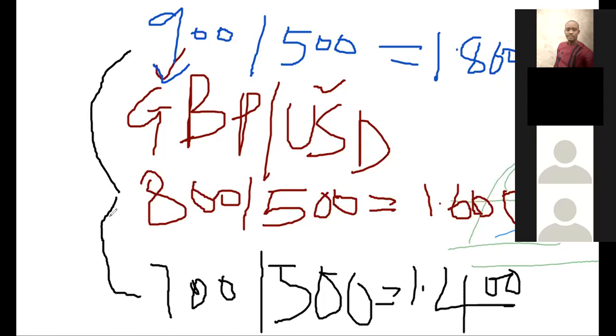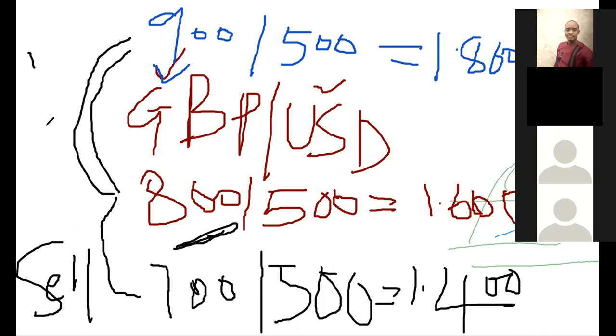Class, look at it. That means that if GPP is dropping in the market, remember, it's a sell here. Excuse me, let me check something. Remember, it's a sell here. And from here upwards is a buy, because it has increased to 900. Now, class, if GPP is dropping in the market, it means that you should go on the sell.